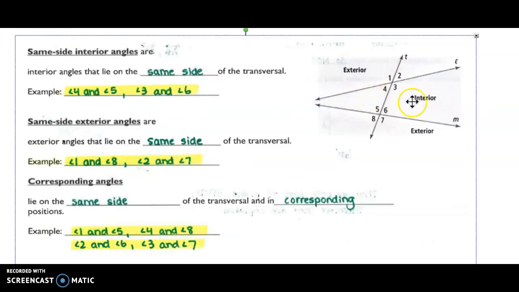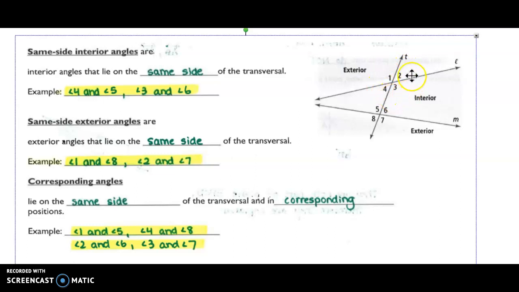Using the same diagram, a little bit smaller here, you have the same side interior angles, so 3 and 6, and 4 and 5, and same side exterior, 2 and 7, 1 and 8. And then you have what's called corresponding angles. They're on the same side of the transversal and in corresponding positions.